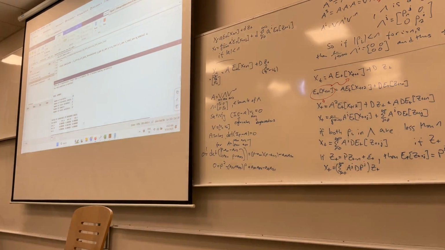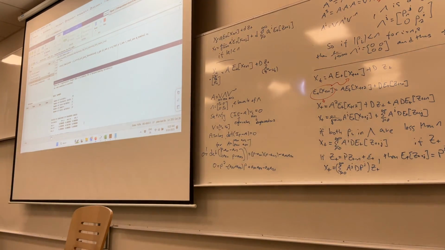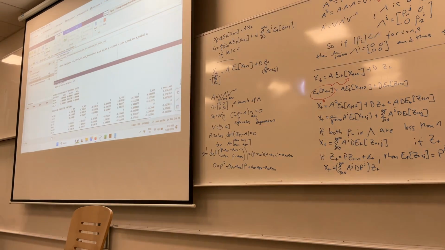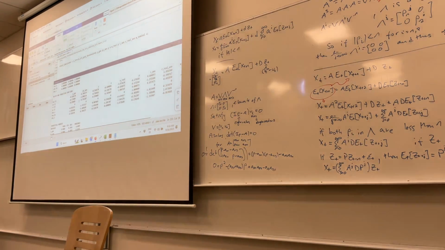All right, it gives us some background information about the model. They had 25 equations, it found 25 variables, that's good. If you have more variables than equations, you're not going to be able to solve the model. All right, it gives us the covariance of the shocks, and now it gives us policy and transition functions.